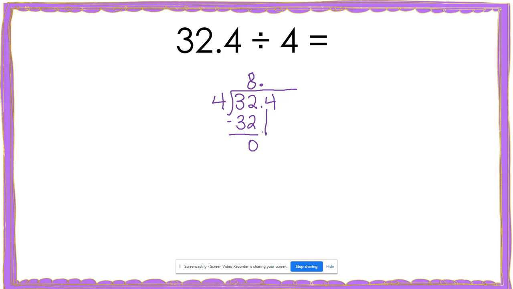Now I have a 4 in my dividend that I need to bring down. And now I'm going to do 4 divided by 4, which gives me 1. So I'm going to place that above this 4, and I'm going to multiply. 1 times 4 gives me 4, and when I subtract, I'm left with a remainder of 0. And I have nothing left in my dividend to bring down, so my quotient is 8.1, or 8 1/10.